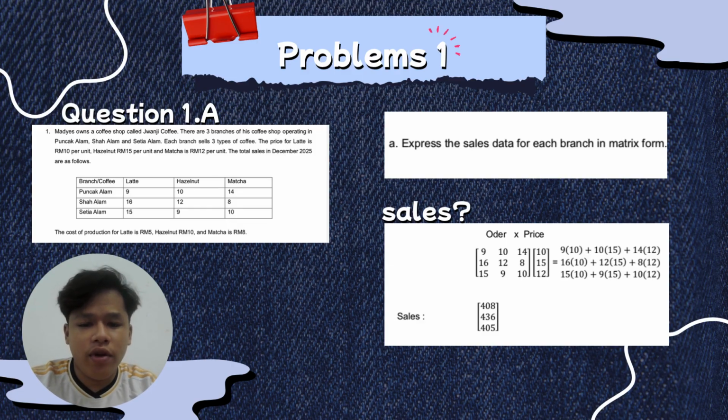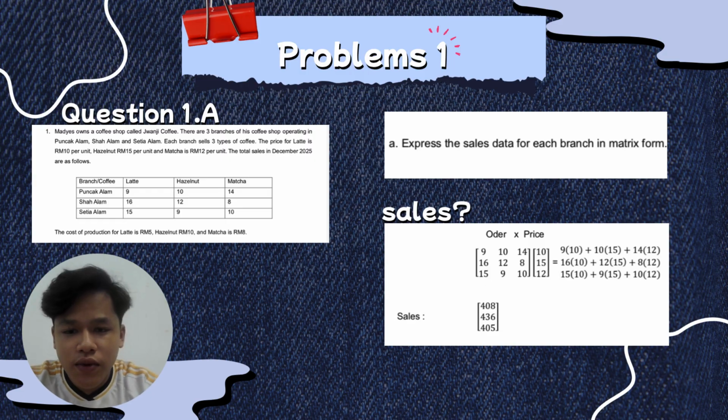Today, I want to solve problem 1A. As you can see, A expresses the sales data for each branch in matrix form. So, to find sales, we need to determine order and price. In the question, we can see the price is 10 for latte, 15 for hazelnut, 12 for matcha. And for order, which is Brunch and Coffee, Puncak Alam, Shah Alam and Seri Alam.